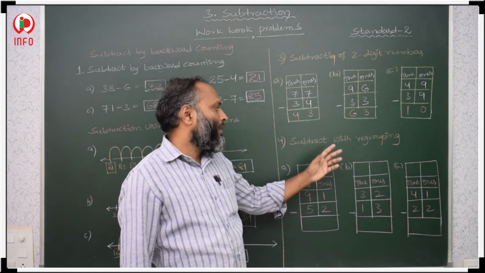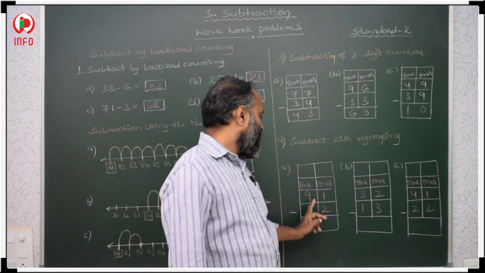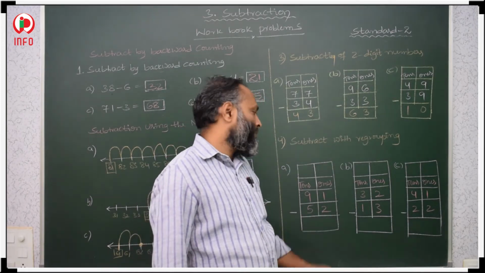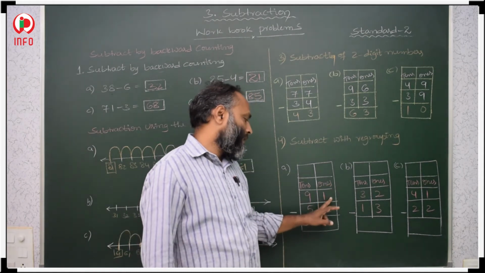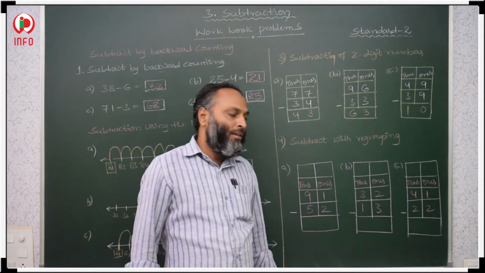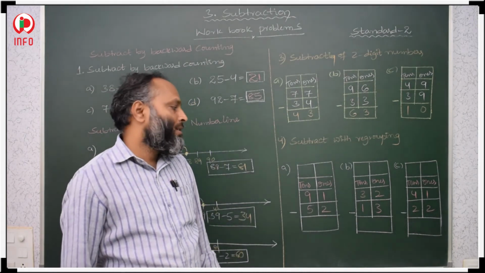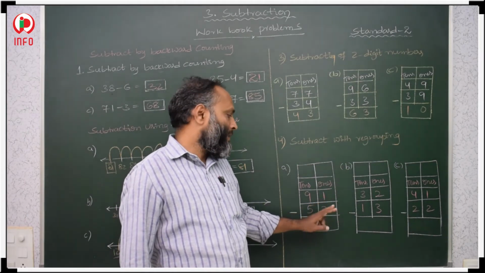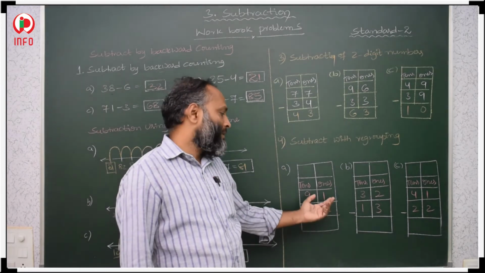Subtraction with regrouping numbers. So here, 91 minus 52. First we start subtracting from the ones place. Here 1 is there and 2 is there. So 1 is the lesser value and 2 is the bigger value. Why is minus 2 not possible? Here the minuend is smaller than the subtrahend. If the minuend is smaller than the subtrahend, then subtraction is not possible.